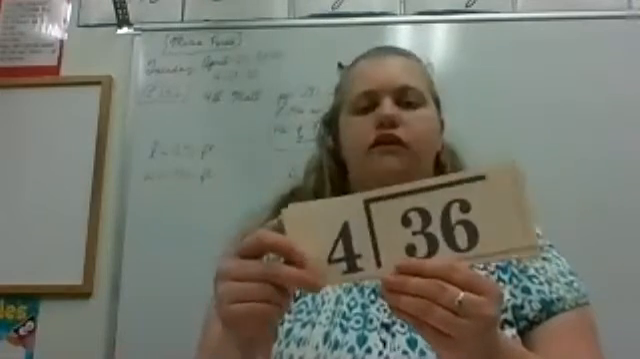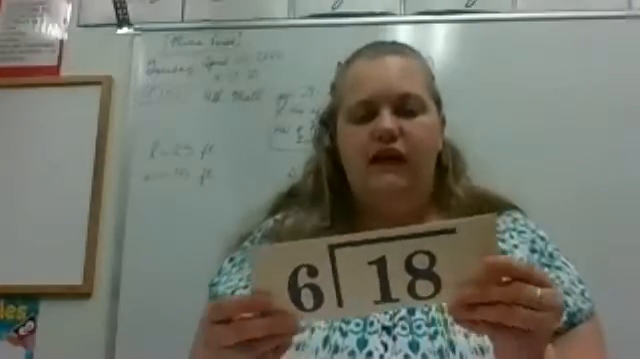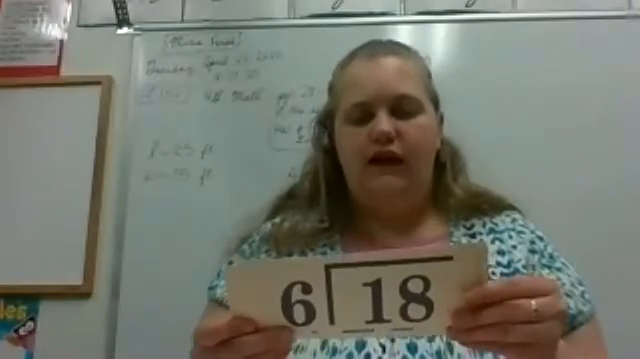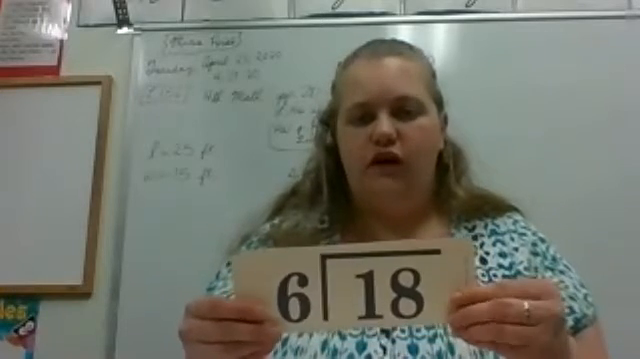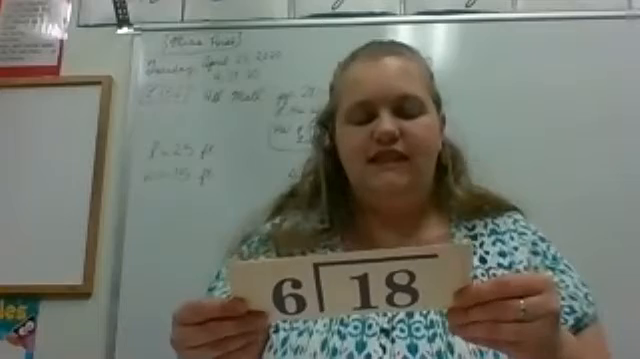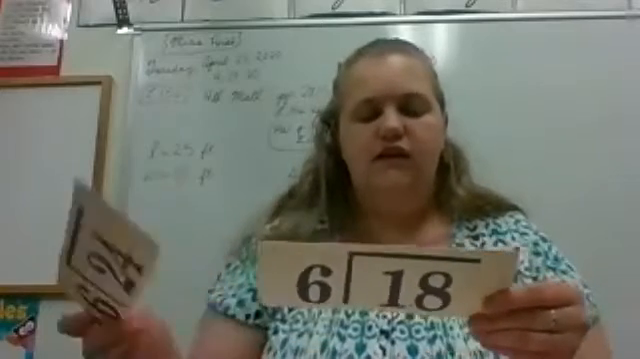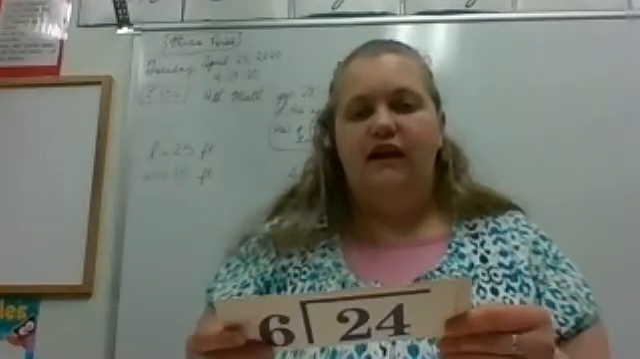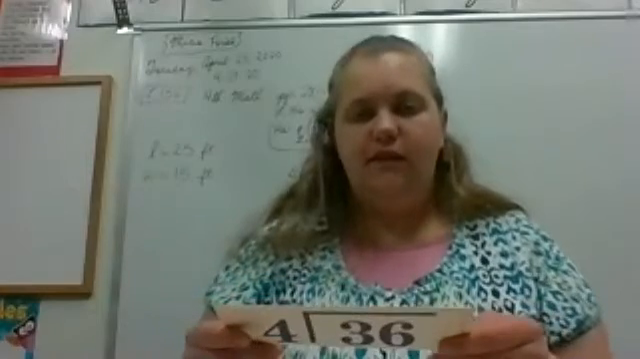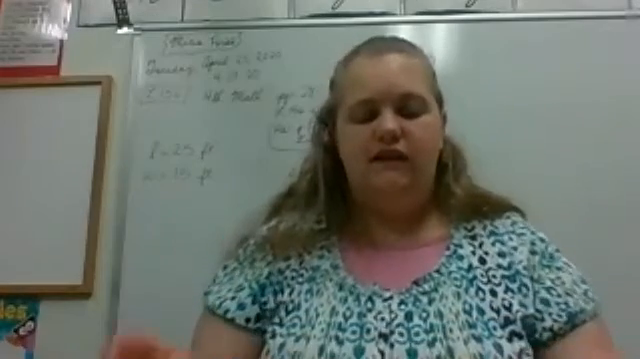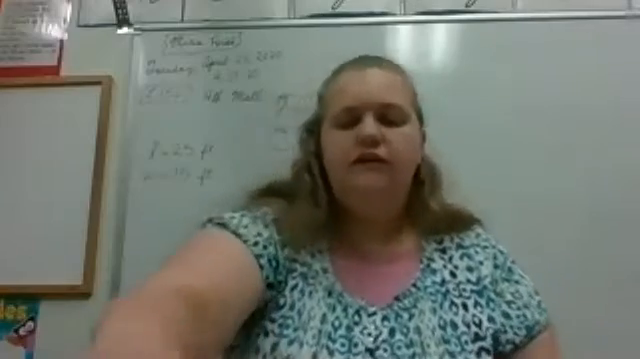6 times 4 is 24, 36 divided by 4 is 9, 18 divided by 6 is 3, okay? So what is 24 divided by 4? 6, okay? What is 36 divided by 9? 4. What is 18 divided by 3? 6. All right, very good.